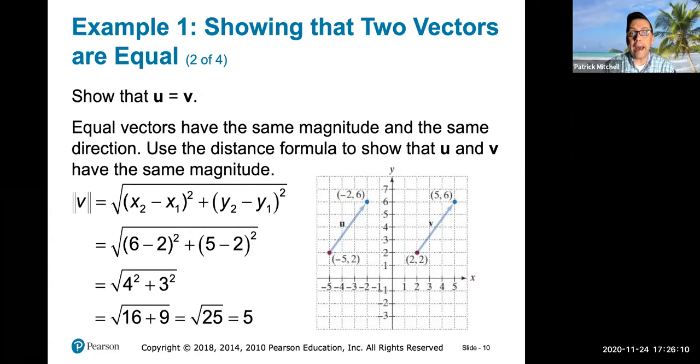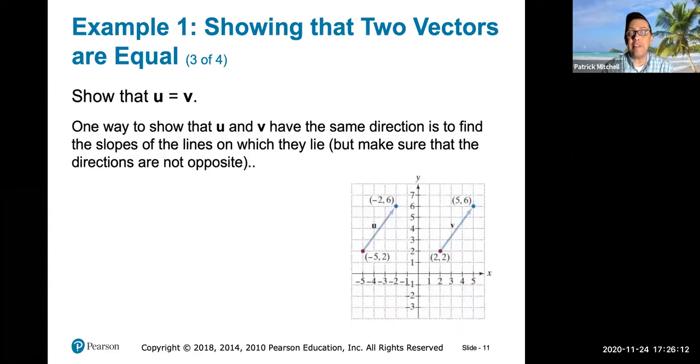One way to do that is to show that they have the same slope, but you have to be careful because the slope is not going to differentiate between vectors that have exactly the opposite direction. Think about that for a second. Imagine that vector v was pointing in the opposite direction. When you find the slope of a line, lines don't have direction, right? So it wouldn't be able to tell the difference. So you do have to make sure, once you've shown that they have the same slope, that they are not opposites.